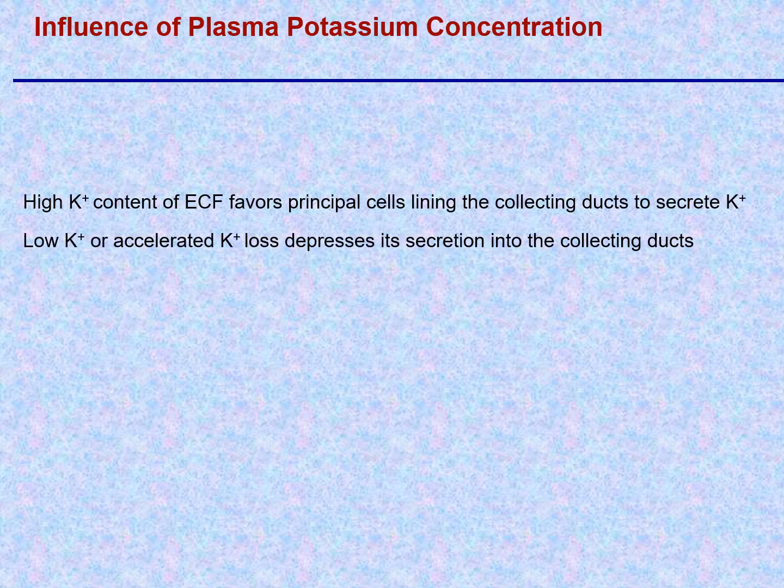So in fact, excess or high potassium content in the extracellular fluid will favor the cells that line the collecting ducts to secrete potassium, and low potassium levels will decrease secretion into the collecting ducts. So it's all occurring in the collecting ducts, that control of the appropriate plasma. Remember, the plasma is the extracellular fluid, or at least a major part of it, and the main thing being filtered in the kidneys, obviously.